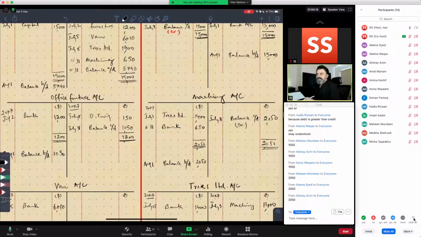So machinery account, any issues? Give me a red cross, otherwise a green check. Any issues with the machinery account? Balancing part?